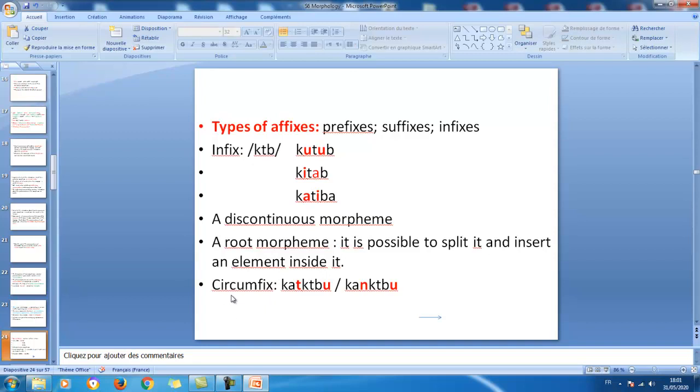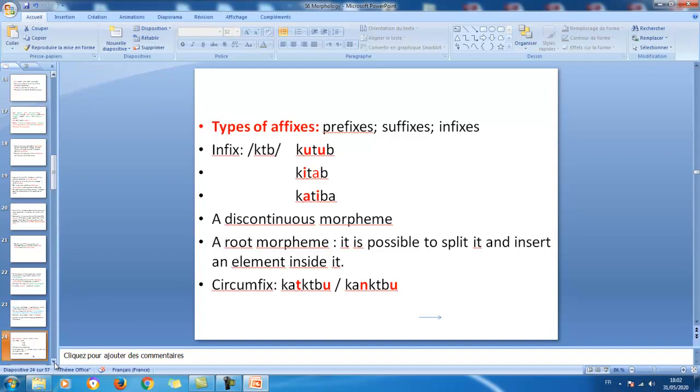Now another type of affix is what we call circumfix. Circumfix, here we have got a morpheme which is split into at least two bits, but the two bits go together. For example, t and u here, kan ktbu. This t and u go together. Kan ktbu. For example, we cannot say kan ktb. If you want to say kan, you have to say kan ktbu. So this is a morpheme which is split into two bits here, and the two bits go together, and they have the same meaning here.